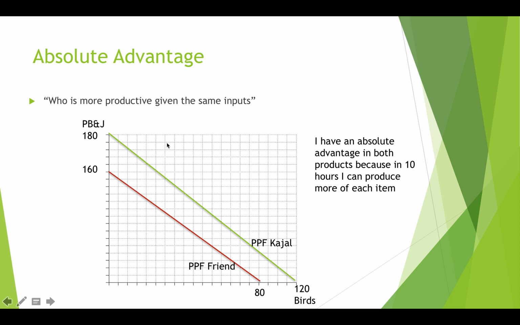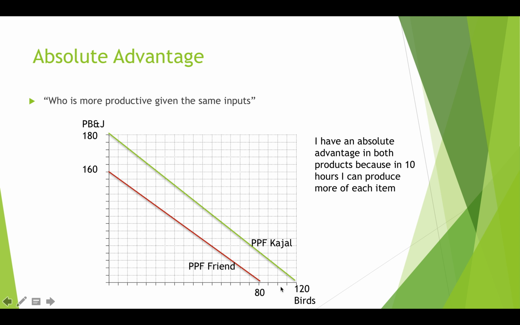Now, absolute advantage is basically who is more productive given the same inputs, and I have an absolute advantage in both products because in the 10 hours, I can produce more of each item. I can produce 120 birds, and I can produce 180 peanut butter and jelly sandwiches. While if she devotes her 10 hours to just producing peanut butter and jelly sandwiches, she can only produce 160. I could produce 20 more.